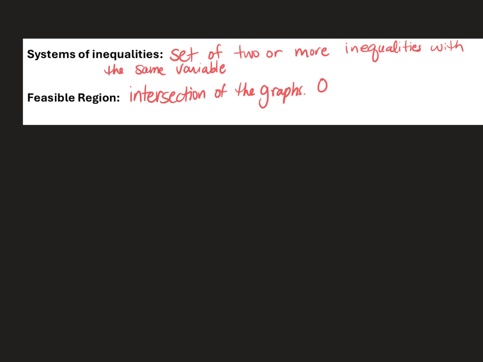Ordered pairs, I'm capitalizing that for a reason. Ordered pairs within the feasible region are viable solutions.